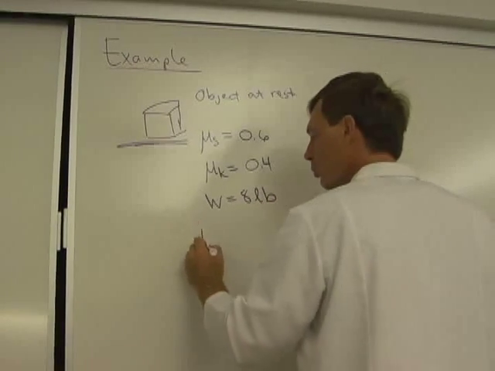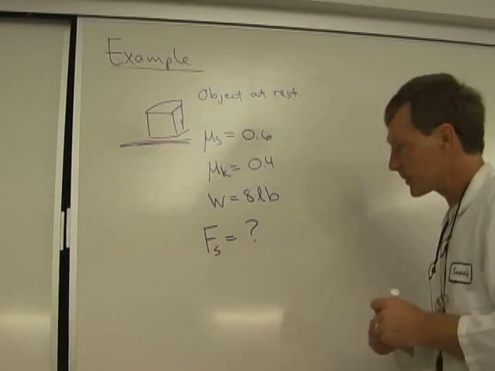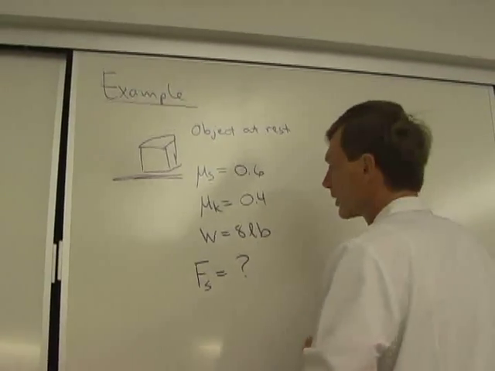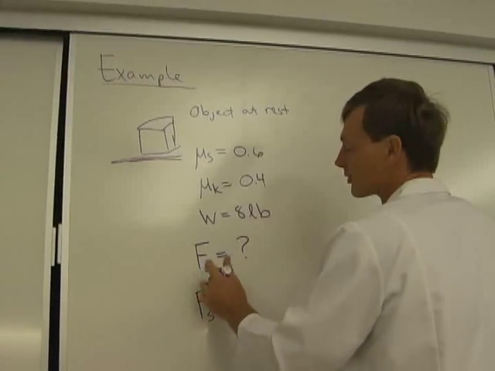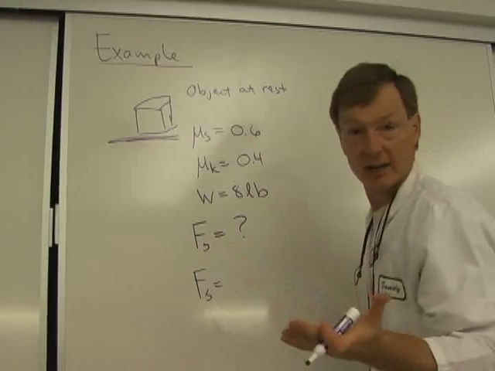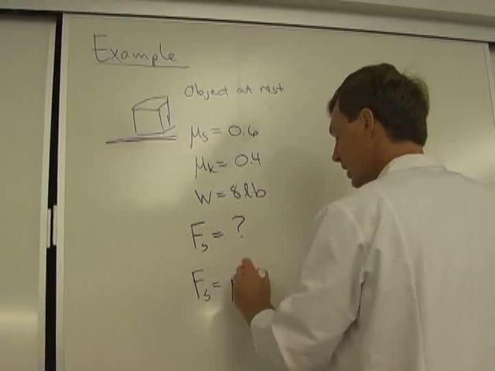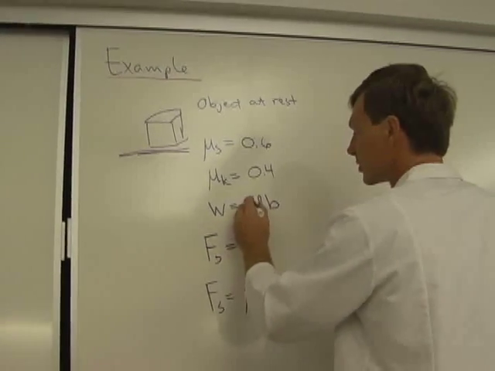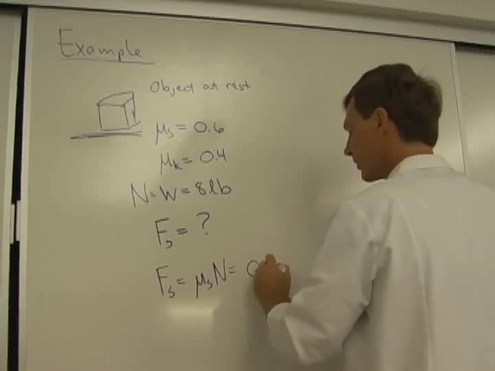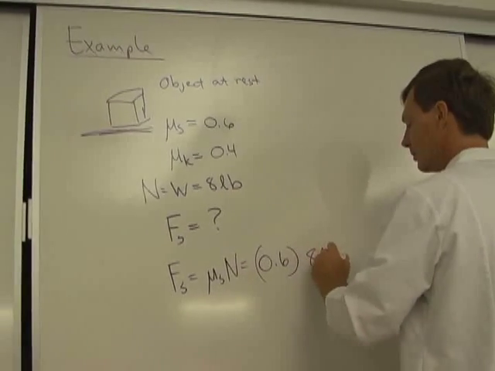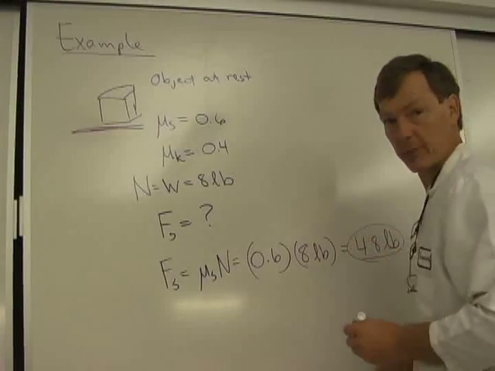I want to know what force will get this thing moving. Now, let's check it out here. What force of friction? It's at rest, so we've got to use the static. We won't use the kinetic. So the static force of friction is mu sub s, the static coefficient, times the normal force. Now the normal force is just this weight of 8 pounds. So this is 0.6, no units, times 8 pounds, which is 4.8 pounds of force. It takes 4.8 pounds of force to move this thing.